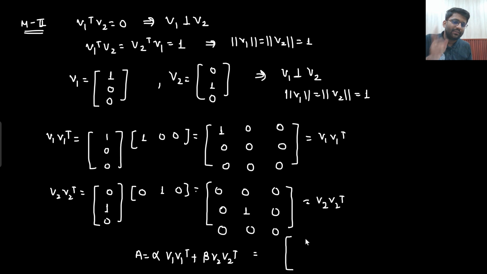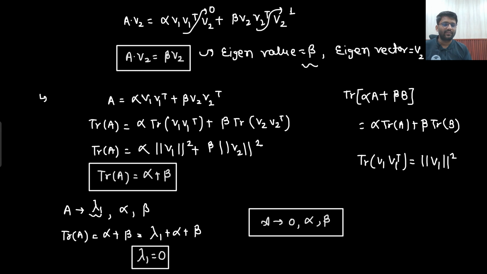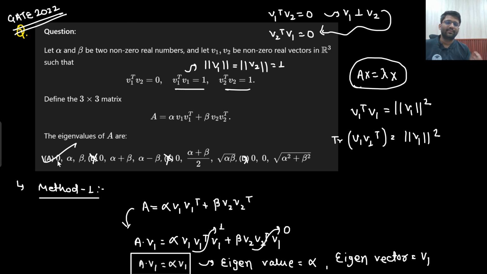So alpha 0 0, 0 0. Right? Alpha 0 0, 0 0. Then everything 0. And here 0 0 0 0 0 0 multiplied with beta. So this matrix I will get. What kind of matrix is it? It is a diagonal matrix. What are the eigenvalues? So here, sir, eigenvalues are coming out to be alpha, beta, and 0. These are the eigenvalues that we are getting. Alpha, beta, and 0.